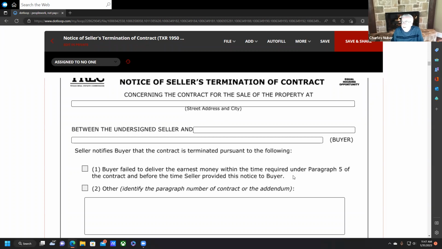However, looking at it in reality, did the buyer default? Because it says buyer shall deliver. Yep, and that's another reason for the seller to get out of the contract. Here's where things are going to get interesting.